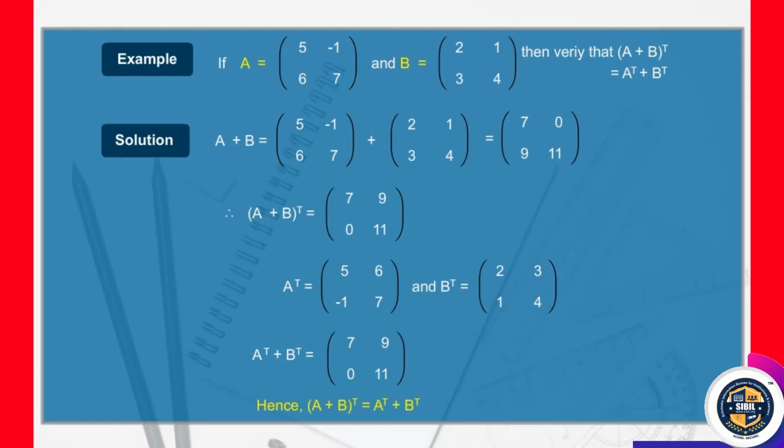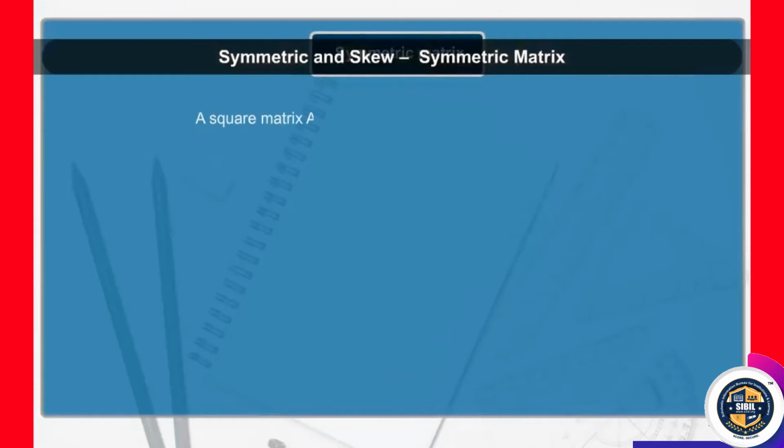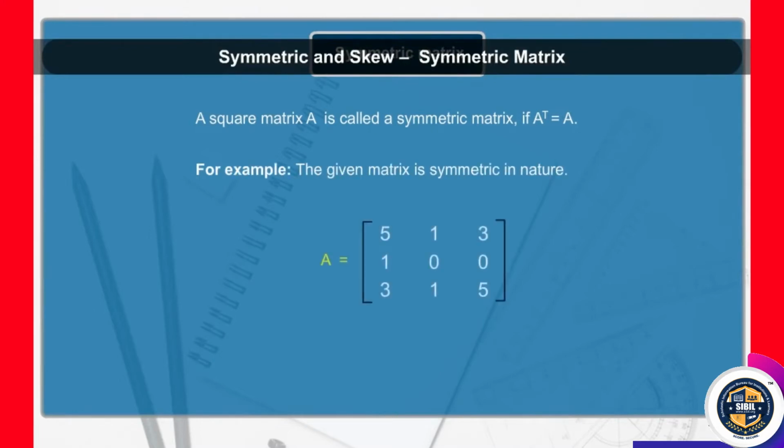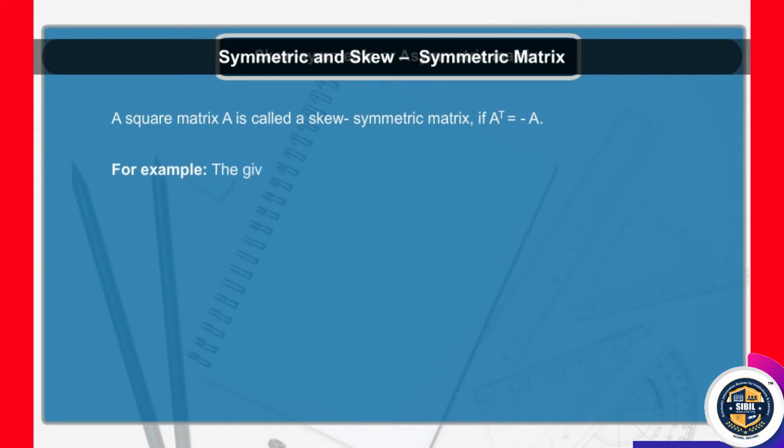These are equal. A square matrix A is called a symmetric matrix if A transpose is equal to A. For example, the given matrix is symmetric in nature. Skew symmetric or asymmetric matrix. A square matrix A is called a skew symmetric matrix if A transpose equals minus A. For example, the given matrix is skew symmetric in nature.